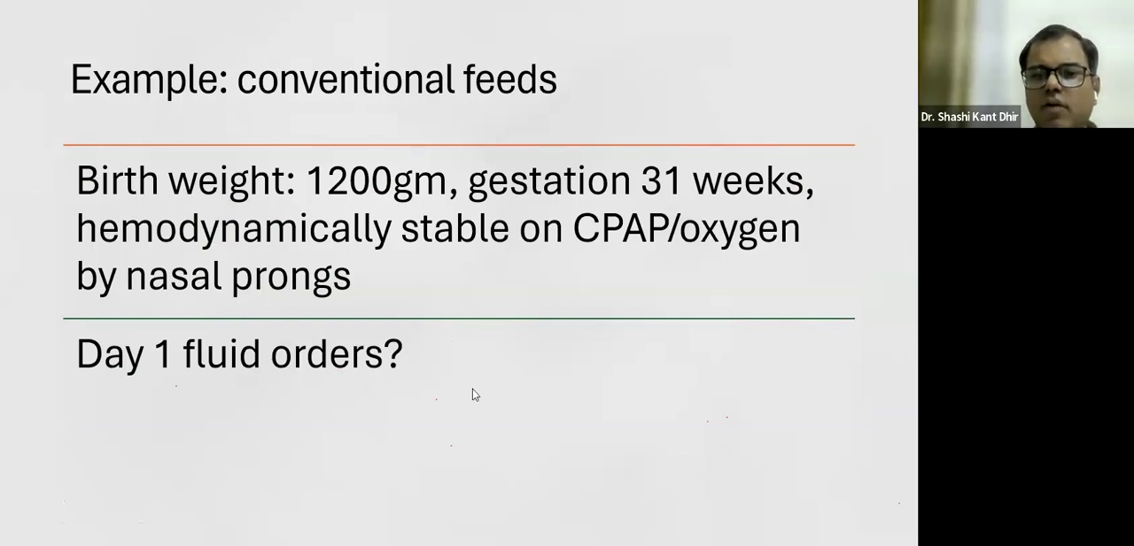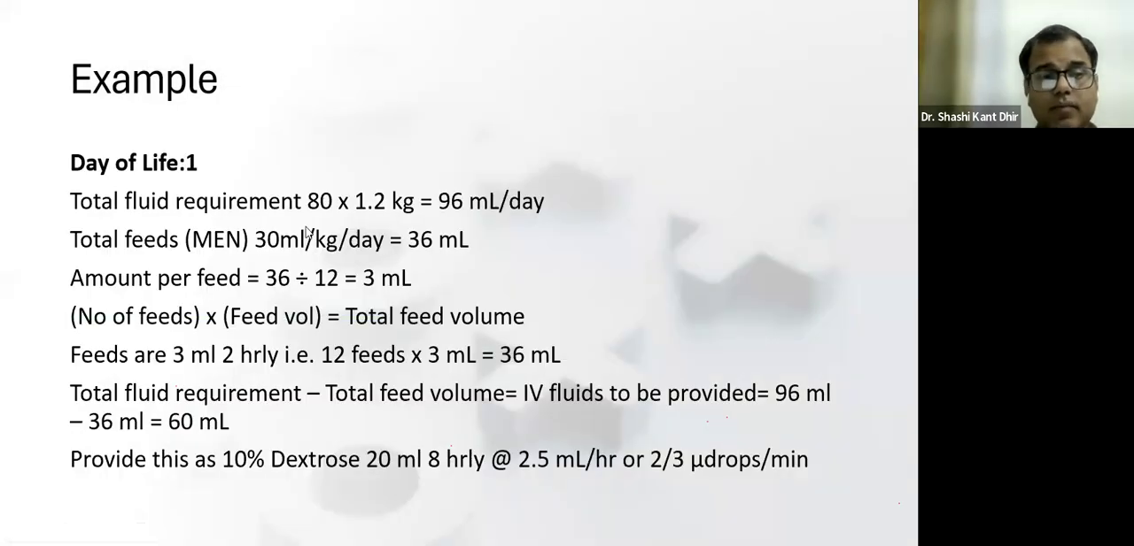So 1.2 kg, day 1 of life, fluid orders, baby is absolutely stable. Would you start feed, or would you start fluid, or would you give both? Anyone? Okay. Since the baby is absolutely stable, we should go for both, right? It is very important. So we have to give both. And if the baby, let's say, is not able to be fed absolutely with the breast milk, we can give minimal enteral nutrition definitely to the baby.